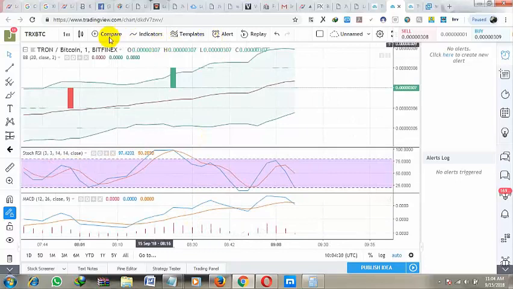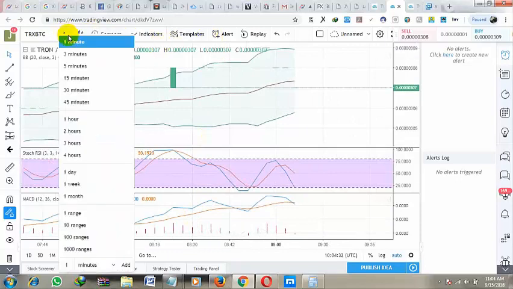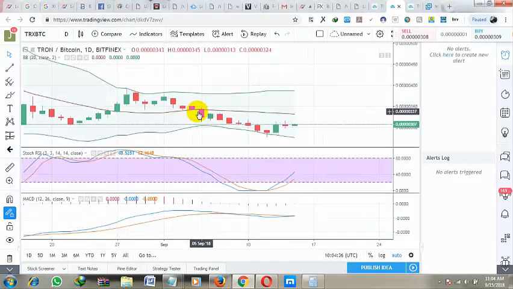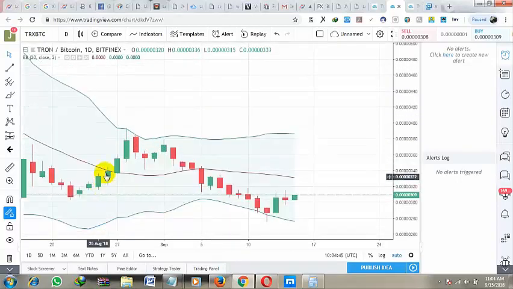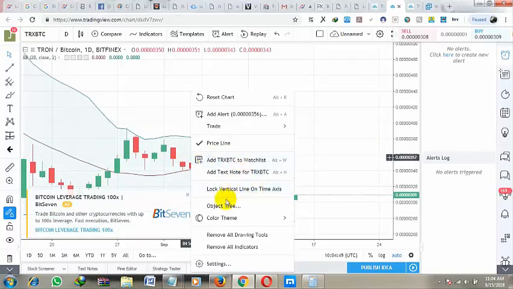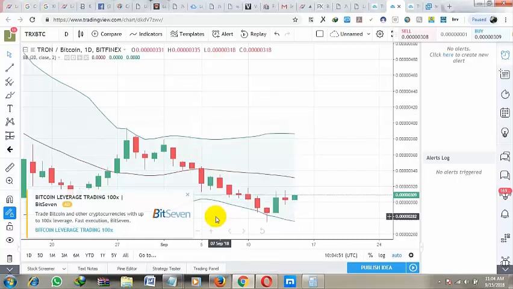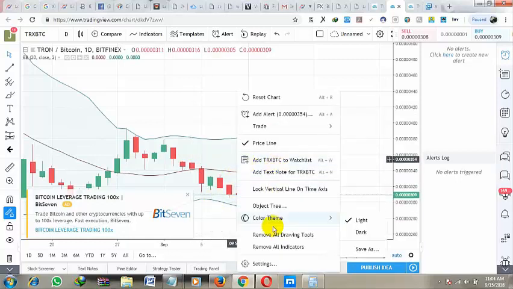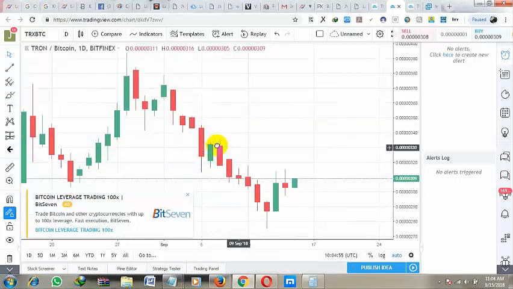So let me show you that, and I'm going to be doing this analysis on the daily time frame on TRS. You can switch to any time frame that is okay for you. So let me just remove all these tools I have here, so it will be clear to you. So this is Bollinger, remove drawing tool, remove all indicators. Okay, so I have a clear chart here.